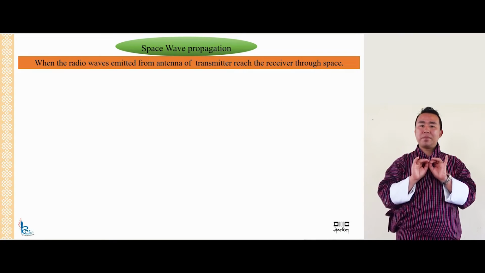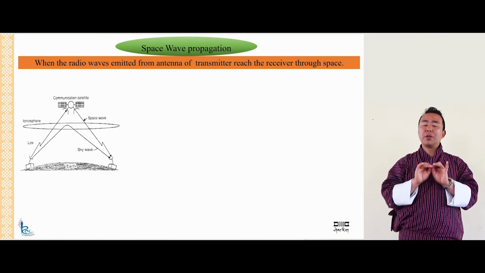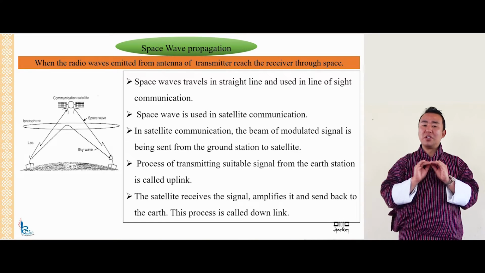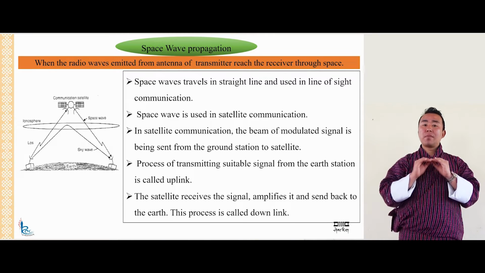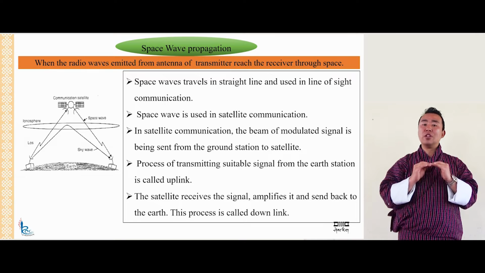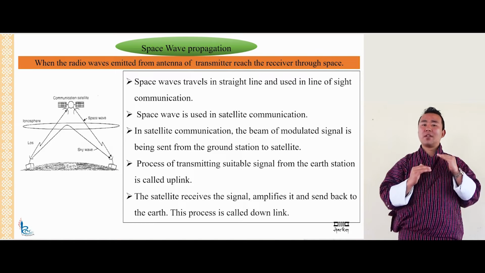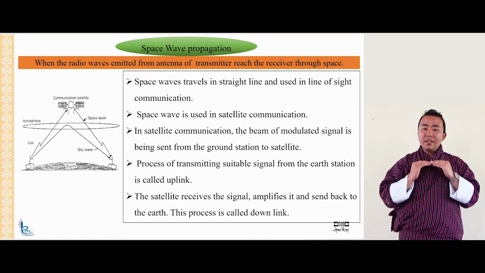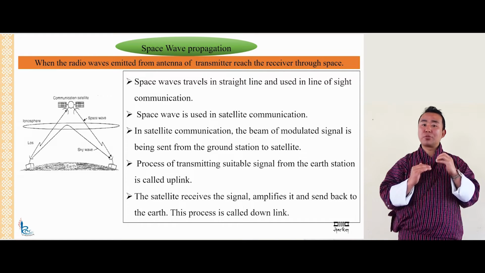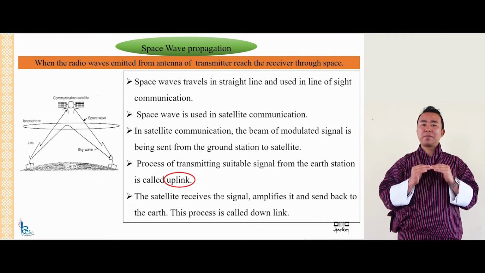The third type of electromagnetic wave propagation is called space wave propagation. In space wave propagation, high frequency radio waves are transmitted from the transmitter, which is based on the earth, towards the satellite. That process of transmitting high frequency radio waves towards the satellite is called uplink.